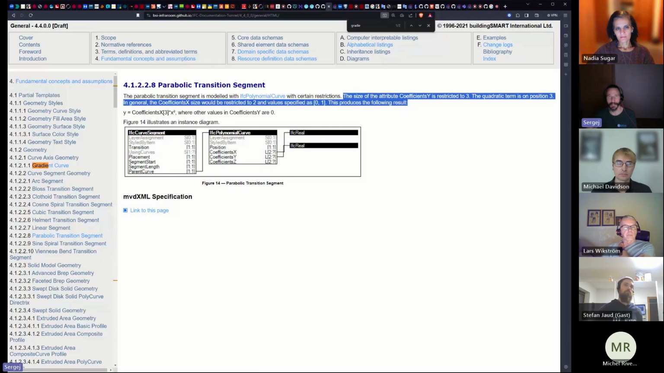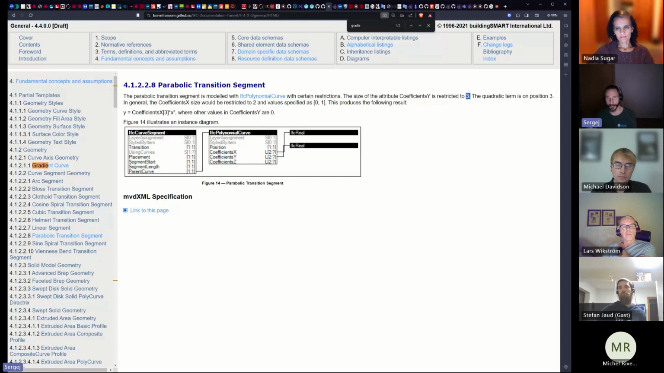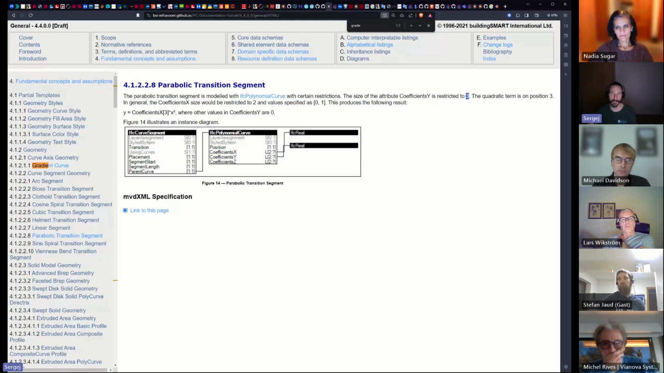Okay, good. Yes, and what I tried to note to myself is that the y coefficients should be restricted to the size of 3, because the quadratic term is on position 3. Actually, this seems like a typo here. This should be y, this should be x, and this should be y, it seems like. In any case, let's continue. And the coefficients x should be restricted to size 2 and only have 0 and 1 as values here.